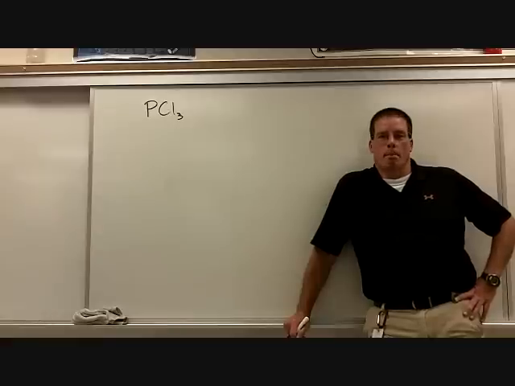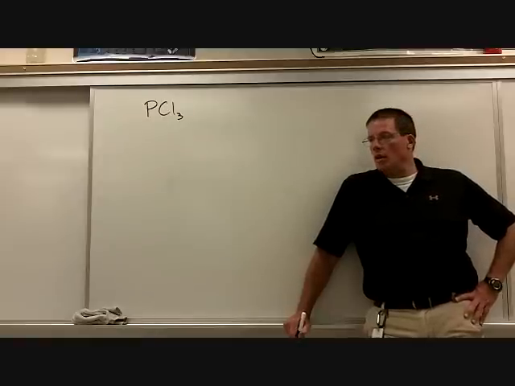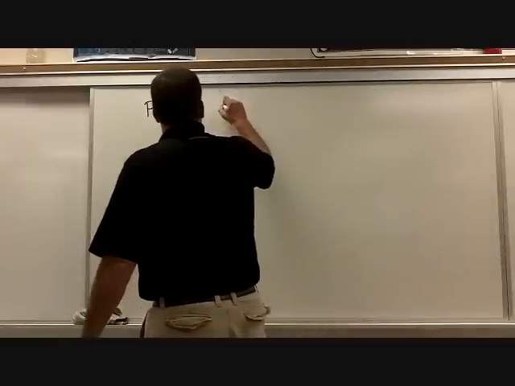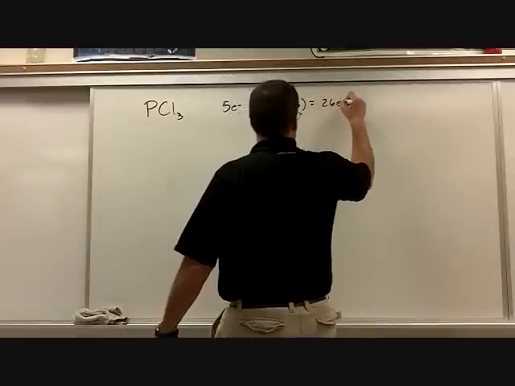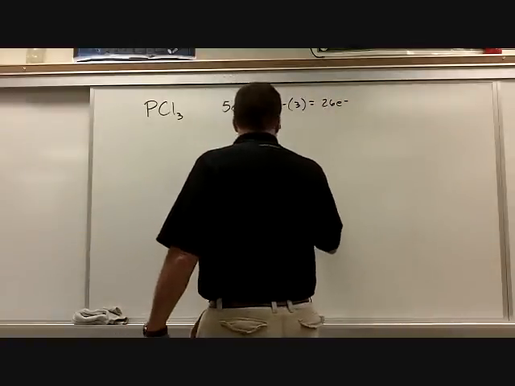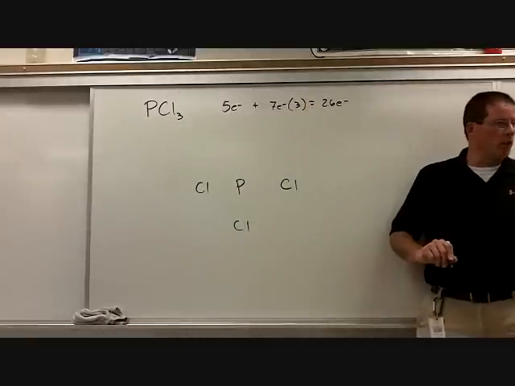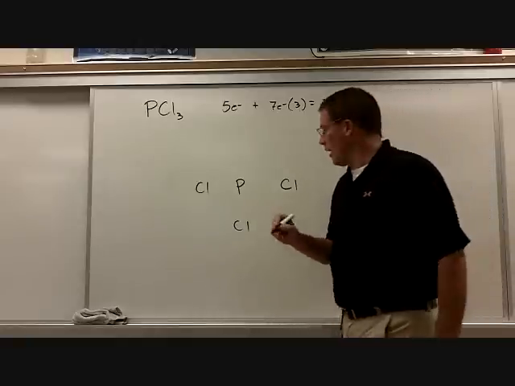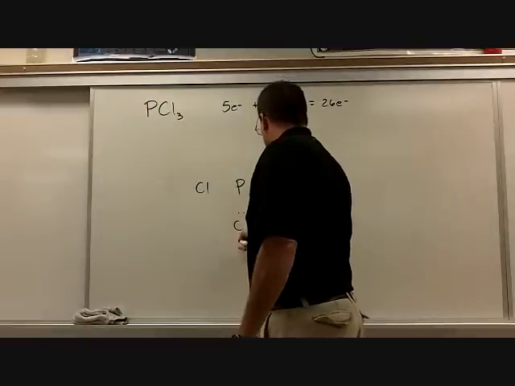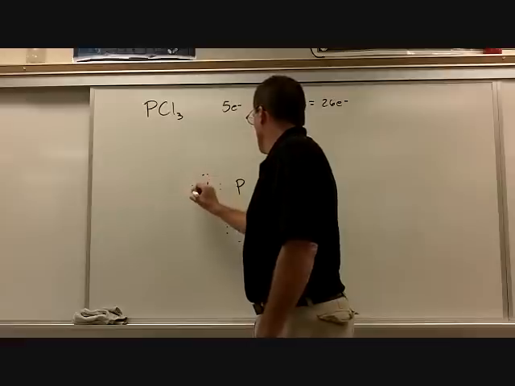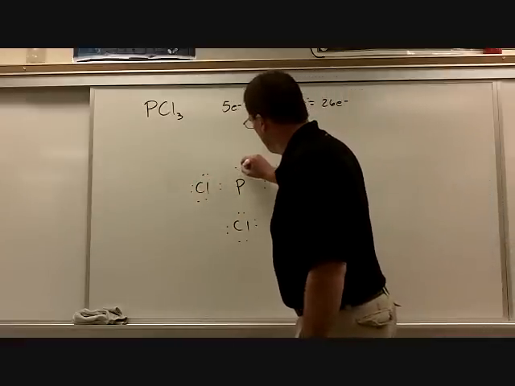All right, PCl3. That was our first example yesterday that we worked out. So we had 5 valence electrons and then 7 times 3 for a total of 26. Phosphorus we had as a central atom. Chlorines we had around the horn. What kind of bond do I want to give to the chlorines? Single, and I think we did that yesterday. And then what did we do with the other 2? Place them on the phosphorus.